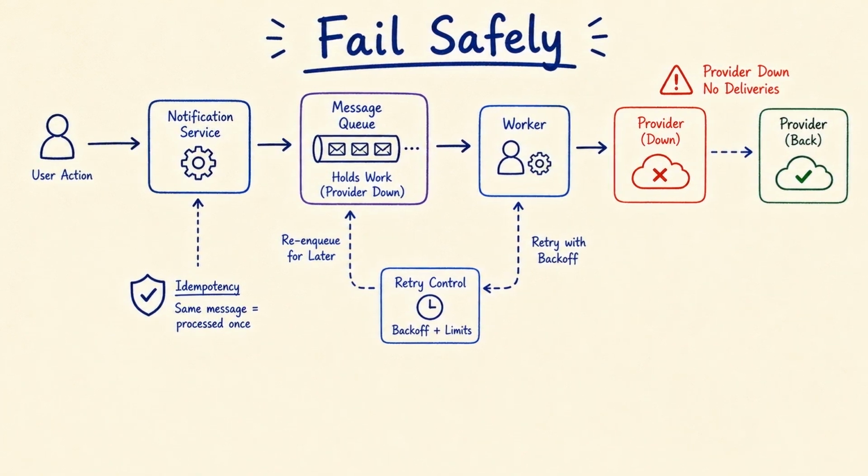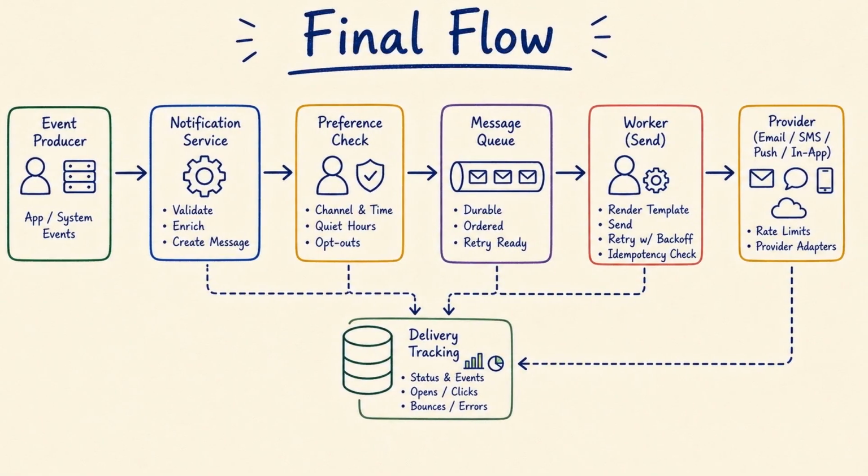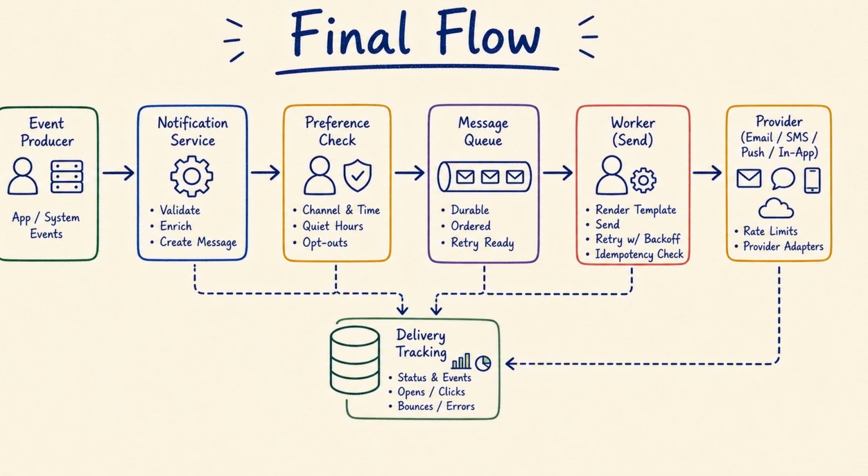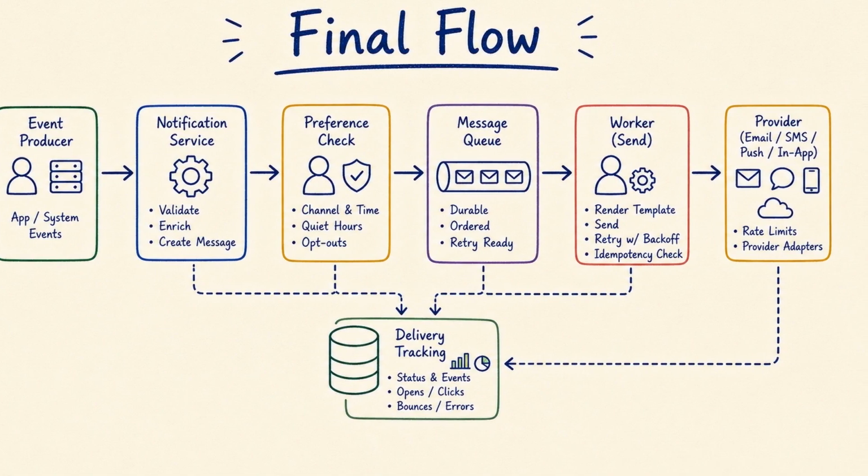So the final architecture story is simple. Trace an event into template selection, preference filtering, queuing, worker delivery, retry handling, and final delivery status. That is the version I would be comfortable defending in a serious review.